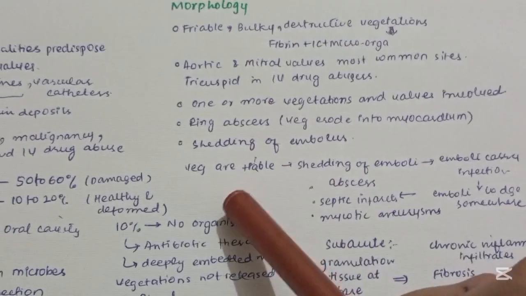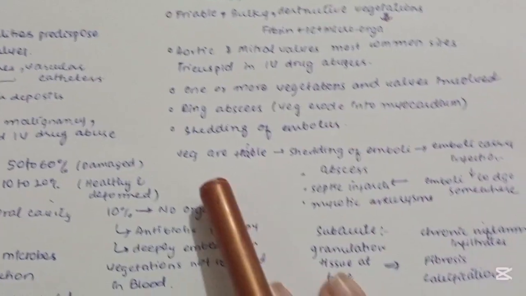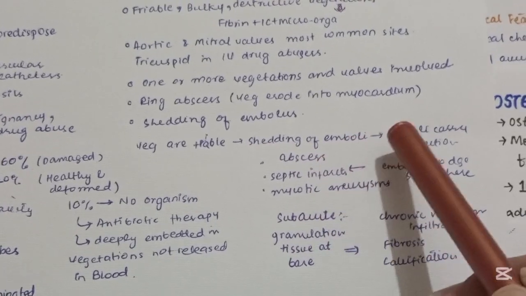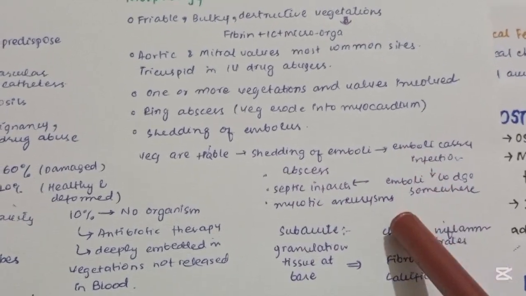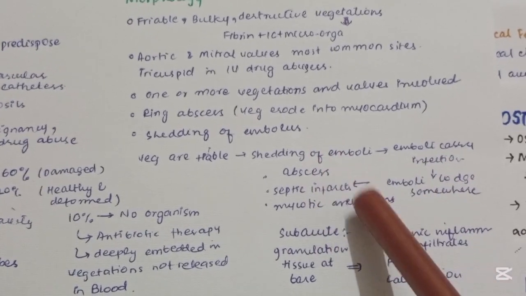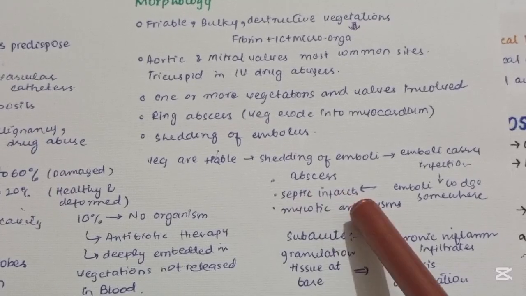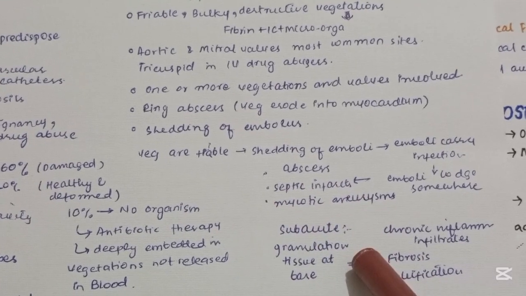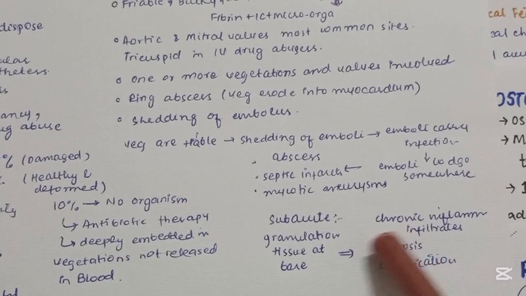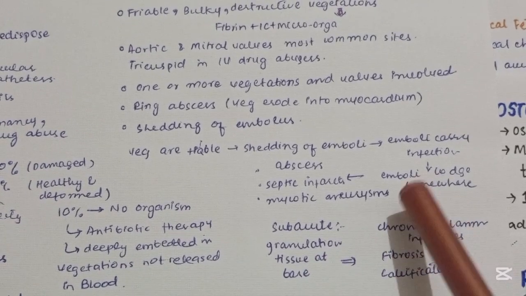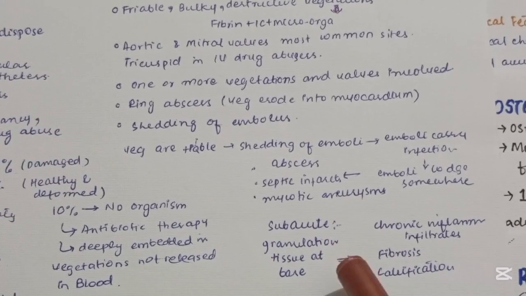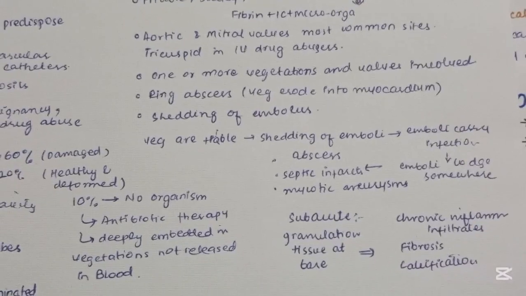From the vegetations, emboli can form. These vegetations are friable, and the shed emboli carry the infection, and when they lodge at some point, they can cause abscesses, septic infarcts, and mycotic aneurysms. In case of subacute, chronic inflammatory infiltrates occur, granulation tissue is found at the base, and fibrosis and calcification can occur.